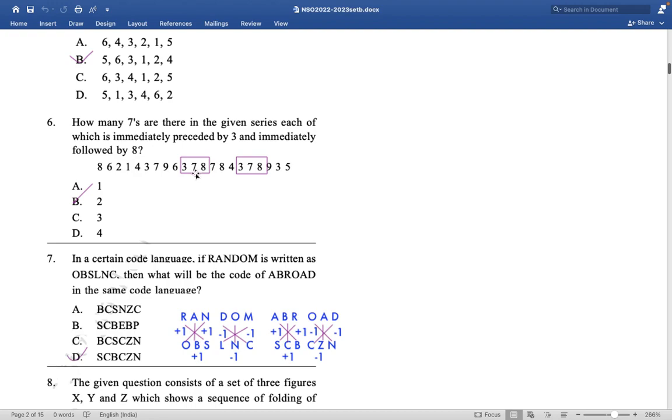Here, 7 occurs only 2 times, where it is immediately preceded by 3 and then followed by 8.